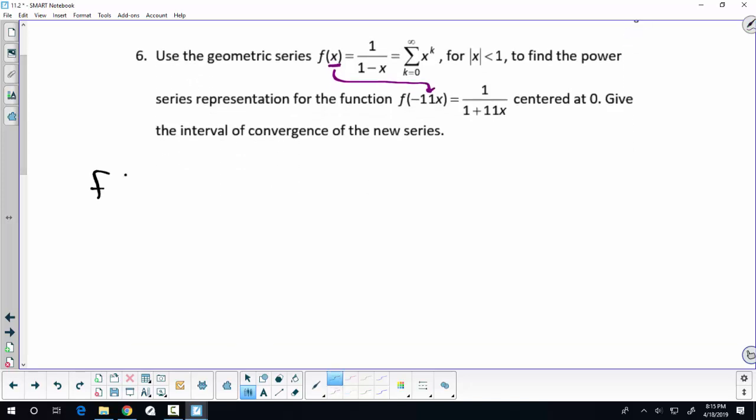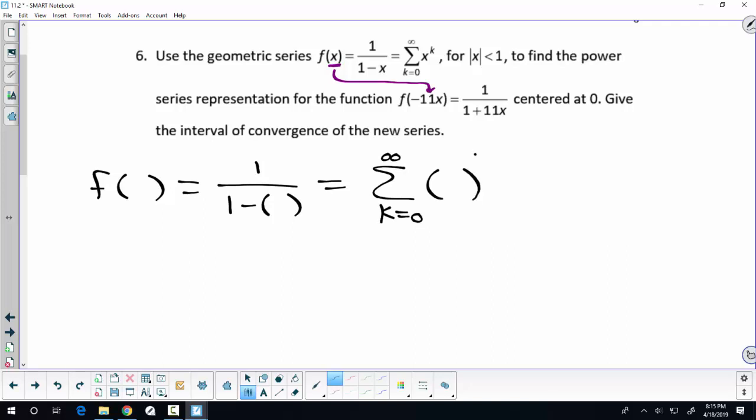So let's look at it this way. We have f of x equals 1 over 1 minus x, which is the sum from k equals 0 to infinity of x to the k, converges for the absolute value of x less than 1. Okay. But all we're doing is plugging in that negative 11x.